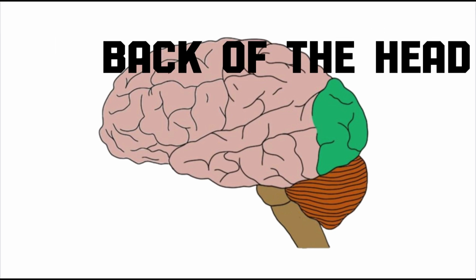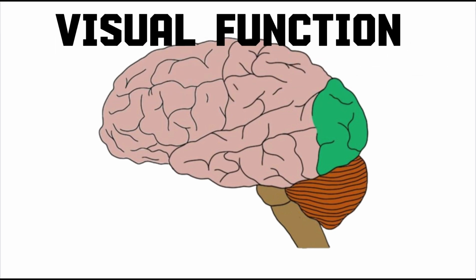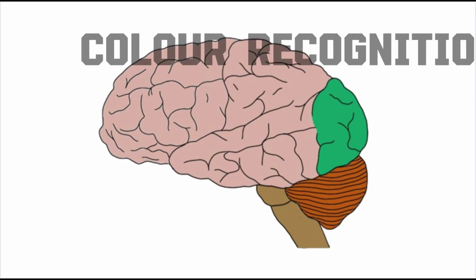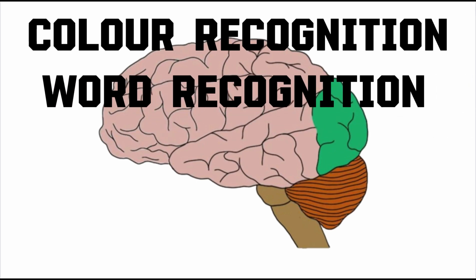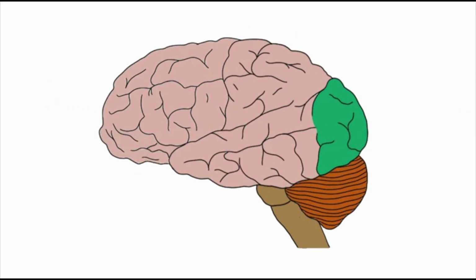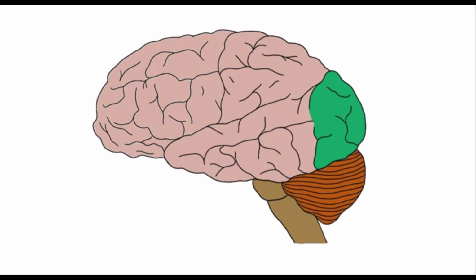The occipital lobe helps in your visual functions. It helps in color recognition, word recognition, and also your movements. And that's basically it. That's the cerebrum explained and every single part of it.